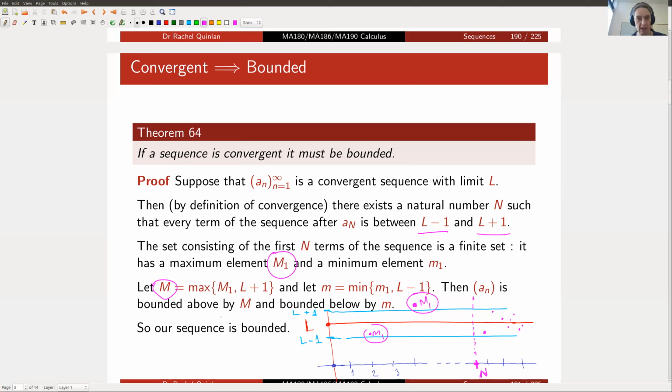And of course, now we might ask, well, what about the opposite of that? Is it true that every bounded sequence must be convergent? So I'm going to take a break for a second to let you think about that for a bit.